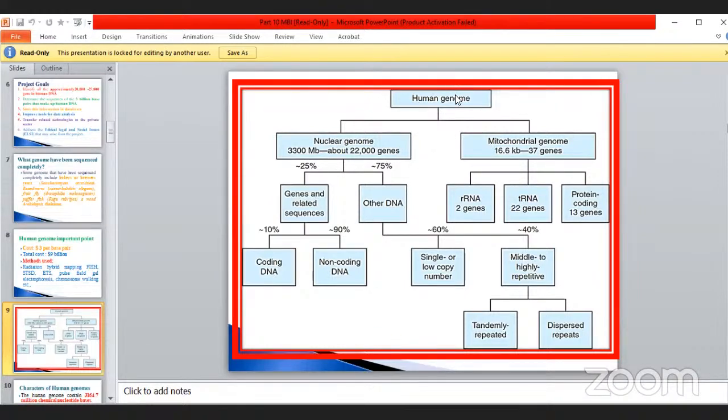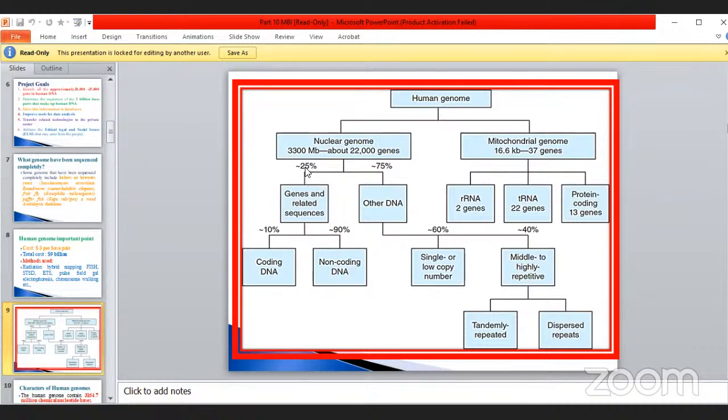The human genome is divided into the nuclear genome and the mitochondrial genome. The nuclear genome contains 22,000 genes. They divide it into two, 25 and 75. This is 100%. You have to split it into 25% how much and 75% how much. From this 25%, you have to split the gene and related sequences, that is 10 to 90%. The 10% is coding gene. The non-coding is 90%.